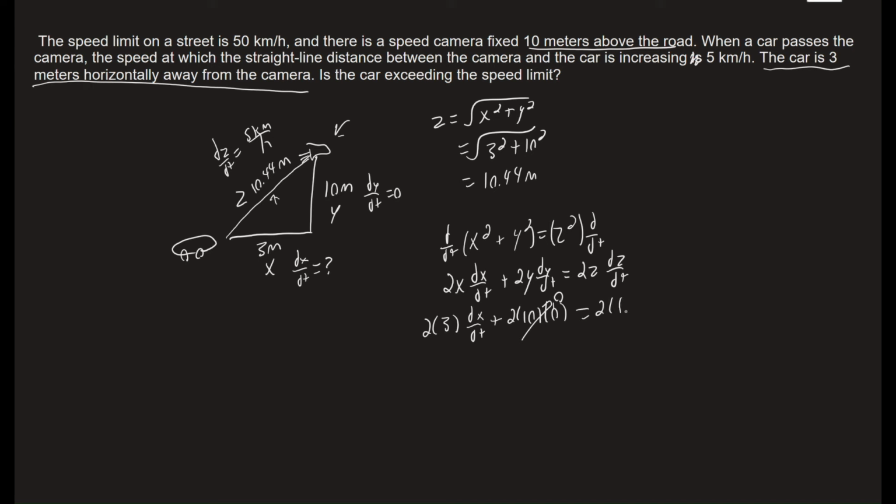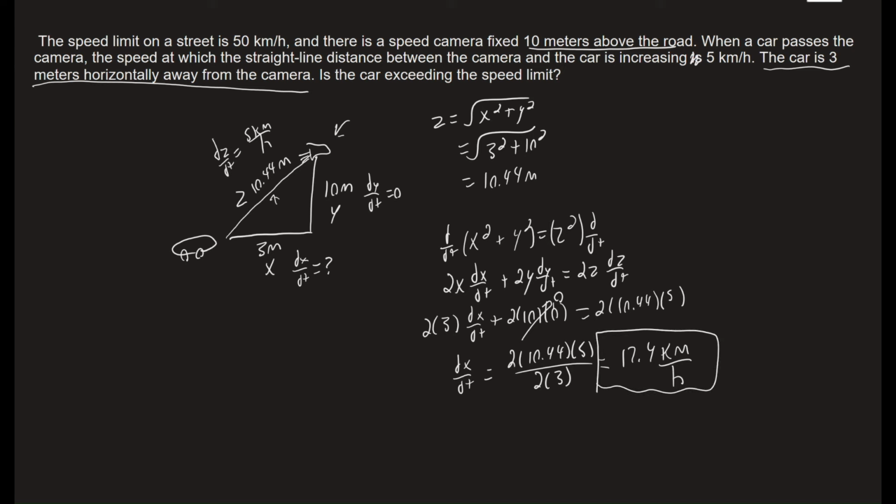Equals 2 times 10.44 times 5 kilometers an hour. So now let's isolate for dx over dt. We'll be left with the right side over 2 times 3. So let's plug that in. And we're left with 17.4 kilometers per hour. So comparing to the speed limit of 50 kilometers per hour, they are going well below the speed limit. So no, they are not exceeding the speed limit.